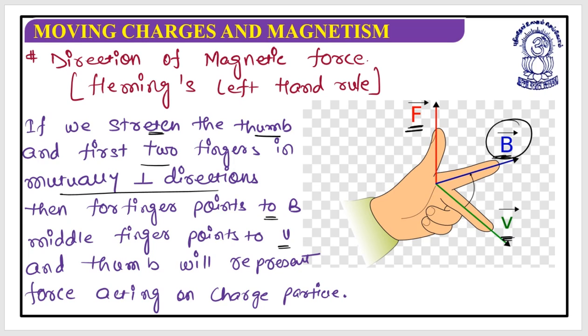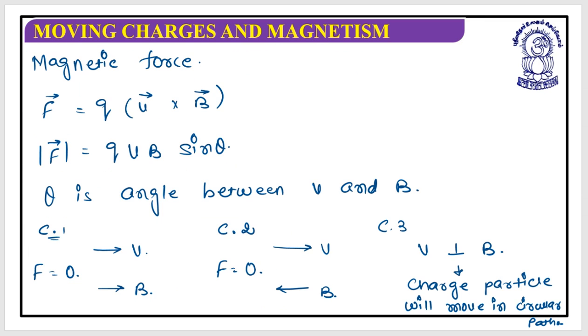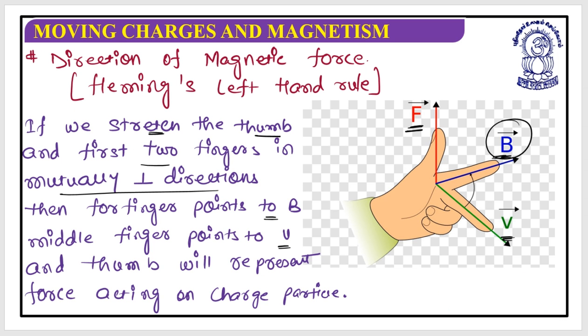Thus we can find the direction of force acting on the charged particle, because we understood what the magnitude would be. Magnitude can be calculated from F equals Q into V cross B, but the direction of force can be calculated using Fleming's left hand rule. There are several other rules too, but we will stick to this one only.